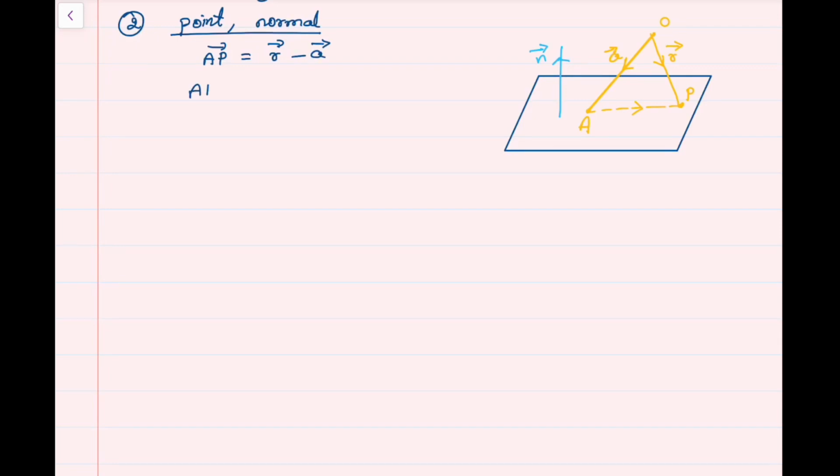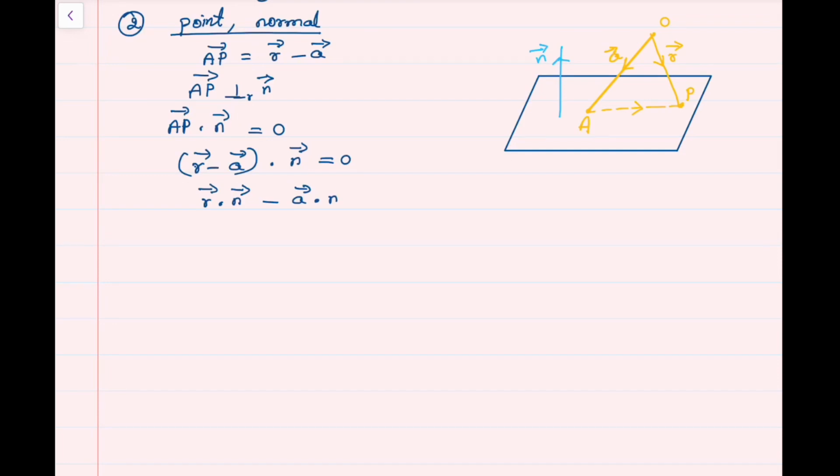Vector AP is on the plane, and vector n is perpendicular to the plane. Vector AP is perpendicular to vector n, therefore the dot product has to be 0. Vector AP is vector r minus vector A, dot n, is equal to 0. Let us distribute. We get r dot n minus A dot n is equal to 0. Therefore, vector r dot vector n is equal to, we will take A dot n as d.